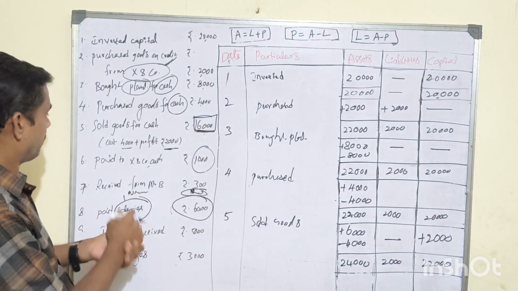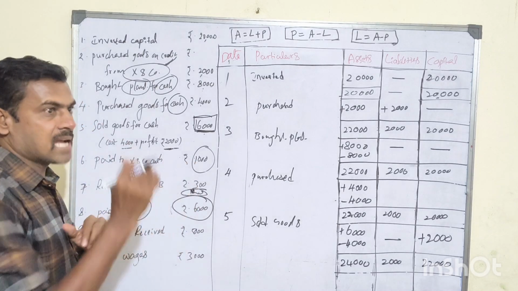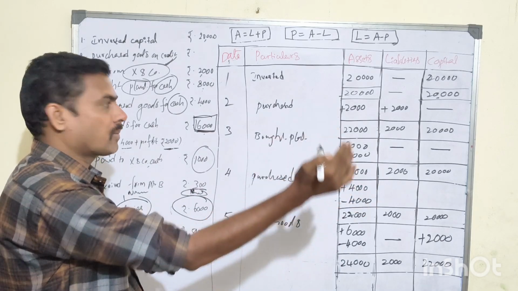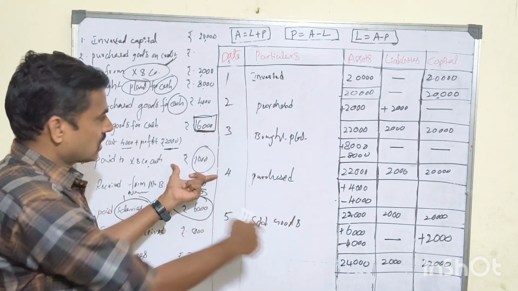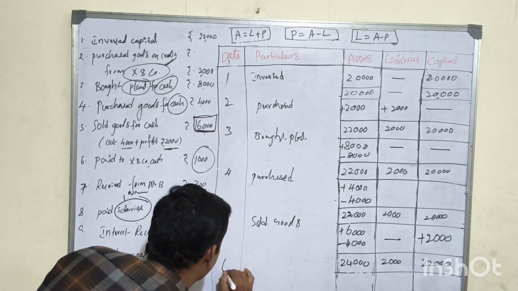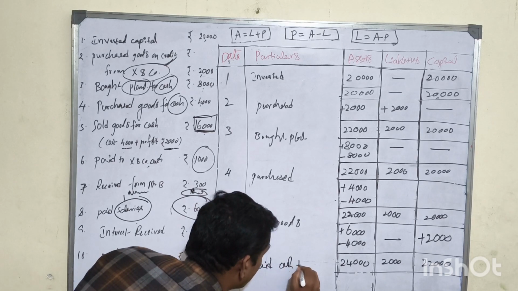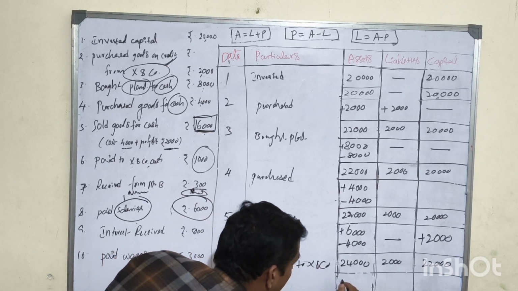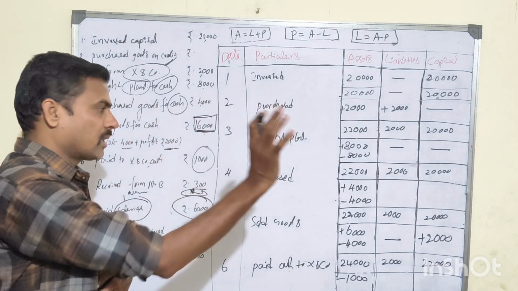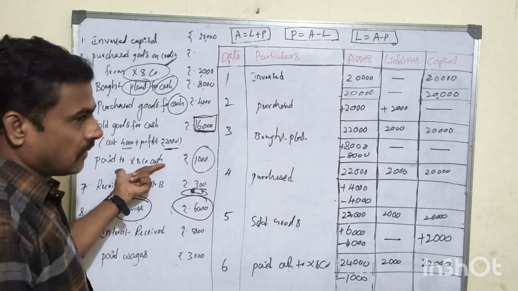Okay, let's come back. Paid cash to X and company 1,000. When cash is being paid, cash is going out of the business. That means an asset is going out of the business. To that extent, reduce the 1,000 rupees under assets. Sixth one. Paid cash to X and Co, minus 1,000. Why minus? Because cash is going out of the business. What is the other impact? Creditors.